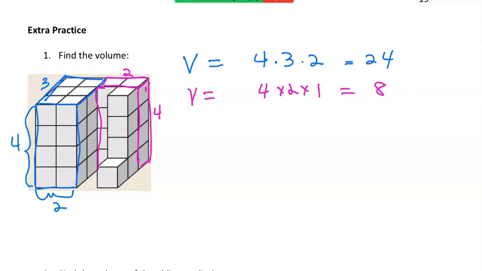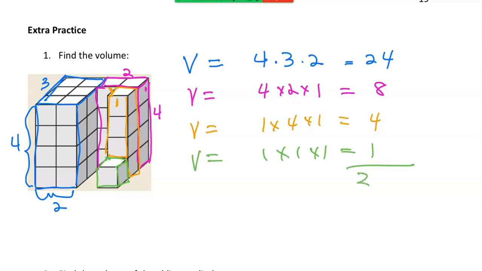Let's grab another color. How about if we just do this here, all the way down to the ground? So what's your depth going to be? This is going to be 1. The height is going to be 4. So 1 times 4, and this measurement's also 1 times 1. That equals 4. And the last one we'll do in green. It's just this little guy right here. And he is 1 times 1 times 1, which is 1. If you add those all up, you should get 37 units cubed. And that's how we deal with an irregular shape.